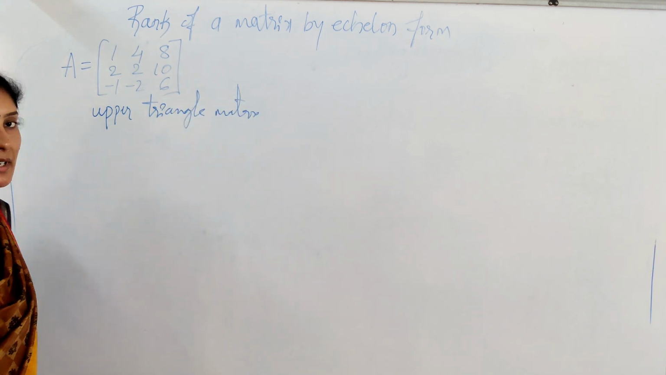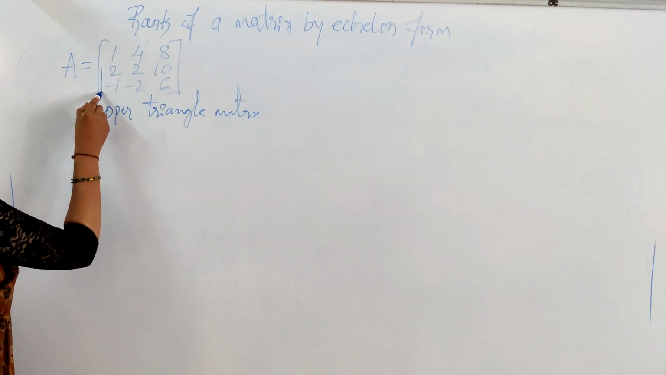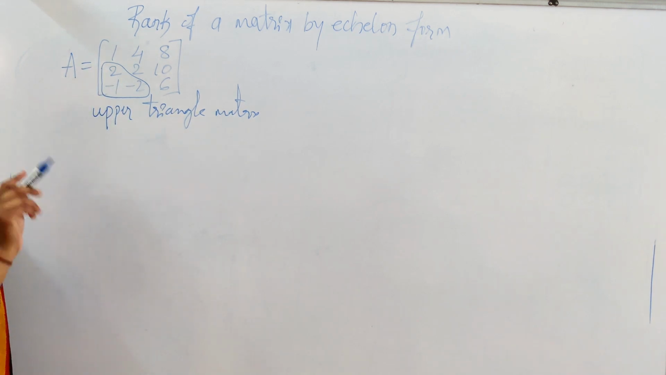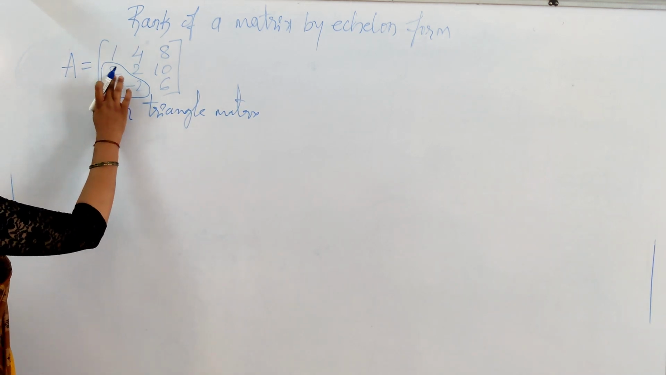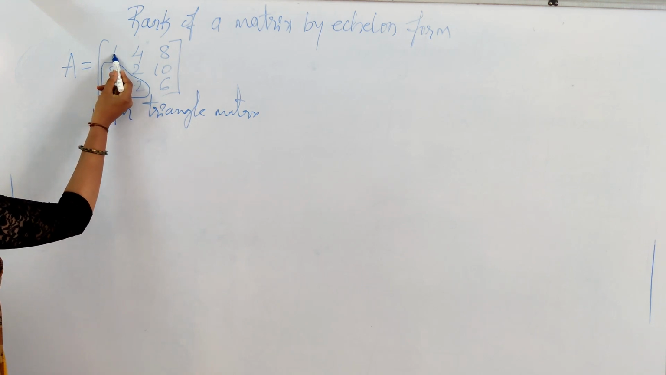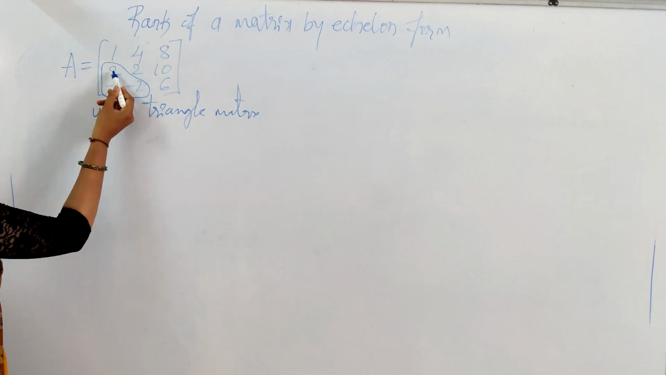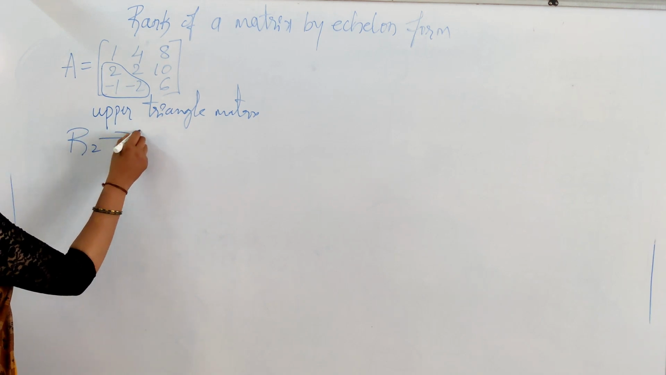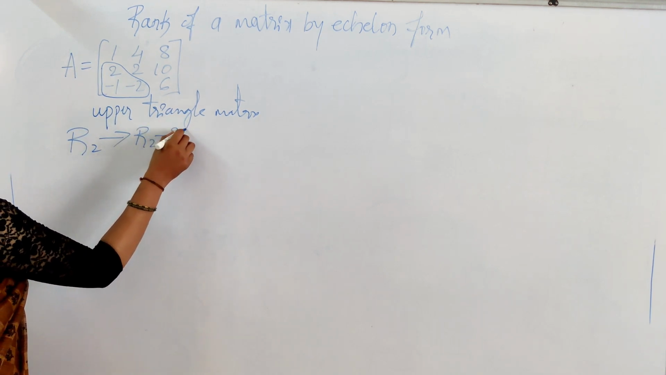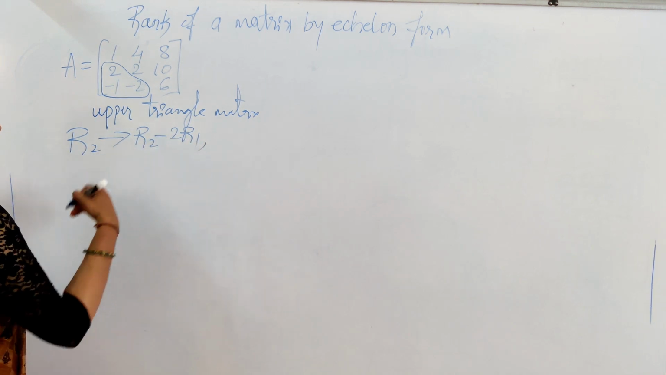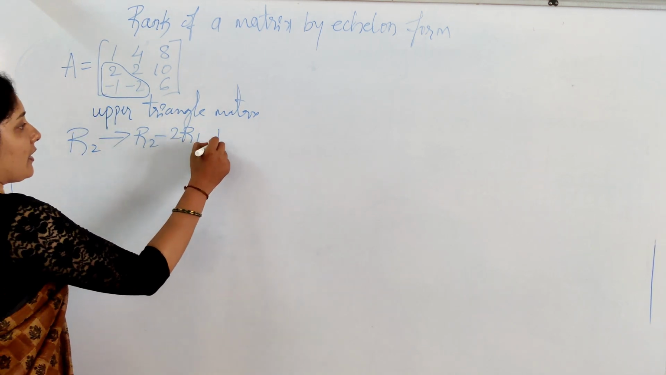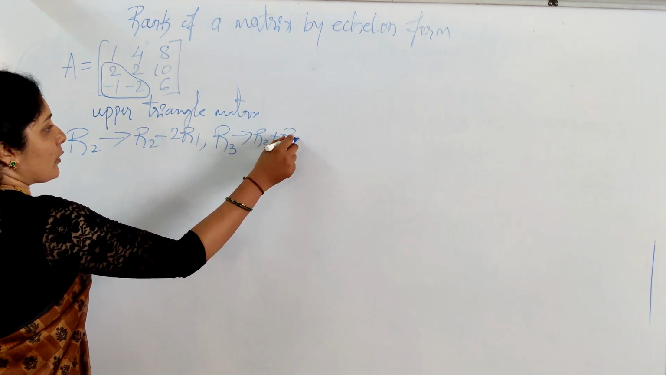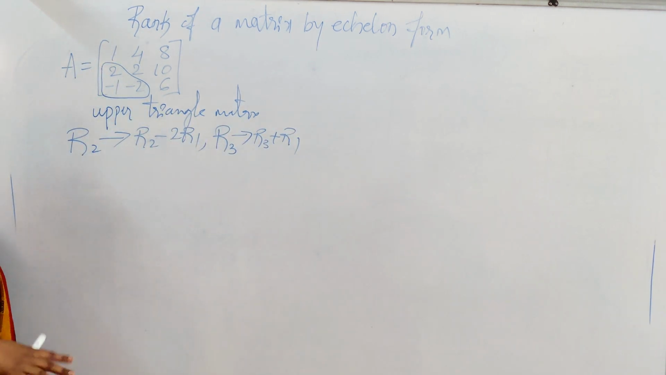Upper triangle matrix means what? The elements below the principal diagonal, you have to make them zeros. Now, how to make them zeros? First, 2: you can multiply it by 2. 2 minus 2 becomes 0. So R2 has to be R2 minus 2 R1. Next, R3 can be R3 plus R1, because minus 1 plus 1 becomes 0.